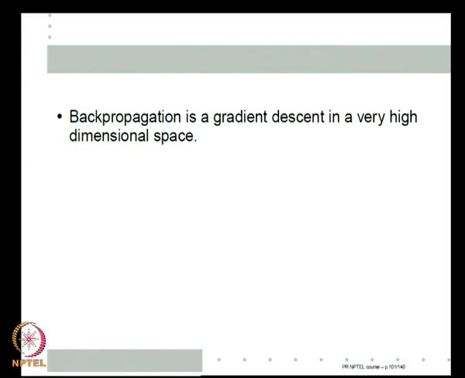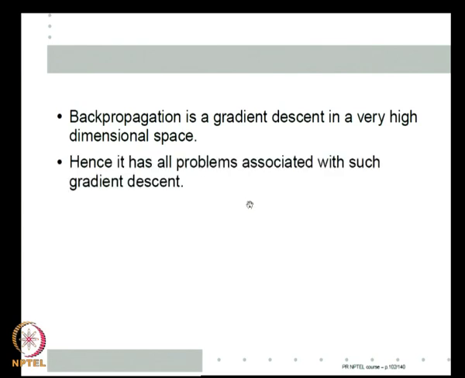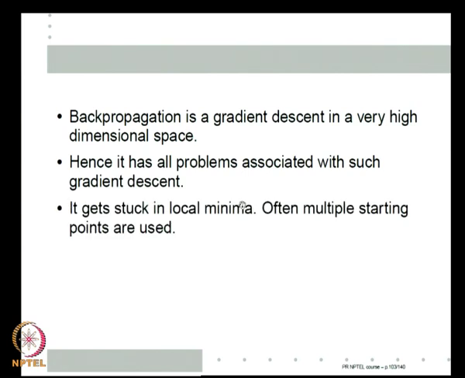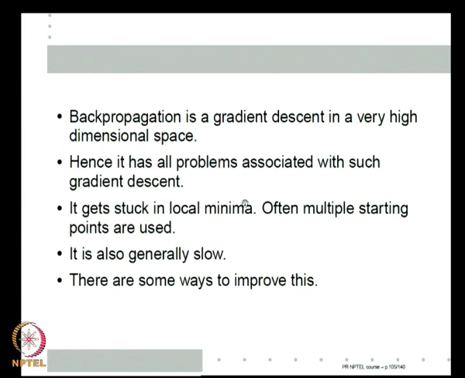Essentially, backpropagation is a gradient descent in a very high dimensional space. A gradient descent kind of optimization in a high dimensional space has a lot of problems. So, backpropagation will have all the problems associated with any such gradient descent algorithm. For example, it gets stuck in local minima. So, very often what people do is use multiple starting points. Run it from many different starting points and try to take the best one you get. This is also done. And we know it gets stuck in local minima, and gradient descent is very slow and so on. There are a couple of things that we can do to improve the algorithm, to improve the gradient descent itself.